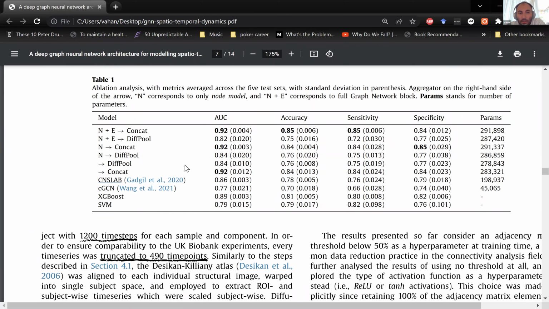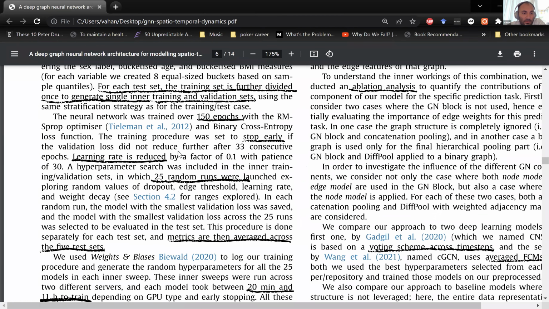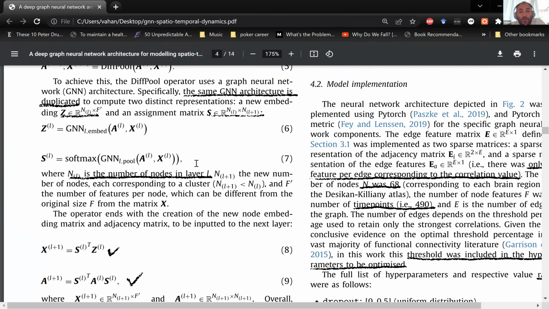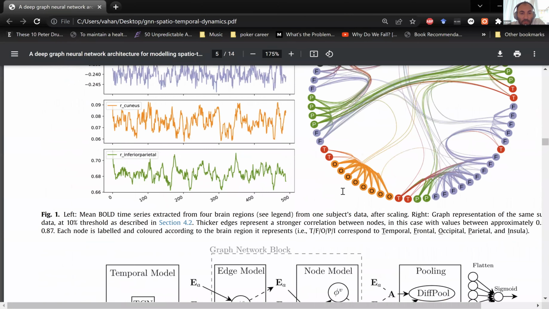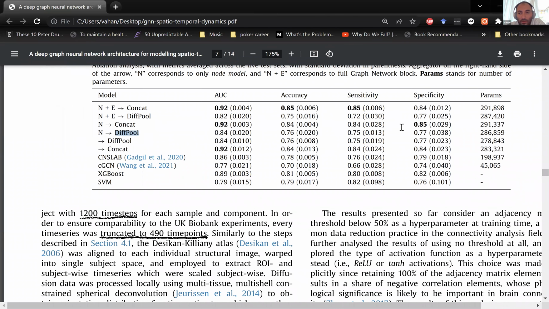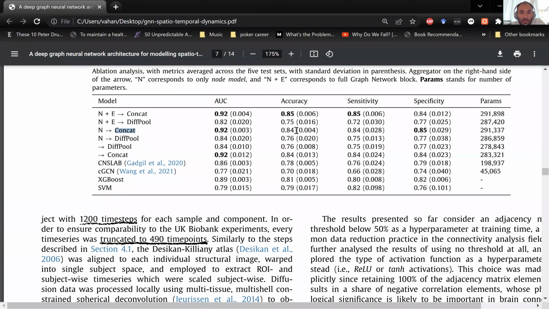Okay, interesting observations: concatenation works better than the fancy differential pooling, but the problem is it's hard to explain the models without differential pooling. That's because, as I said before, we need to use those S matrices. These S matrices are what we use for explainability. The brain images I showed are done using the S matrix. So if you want better explainability, you have to use the diff pool, but ironically, simpler concat works quite a bit better, right? You can see the numbers, accuracy, sensitivity, all of them are a bit better. Parameters are pretty much the same.